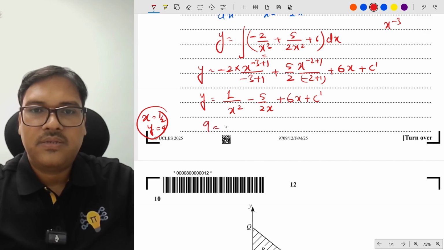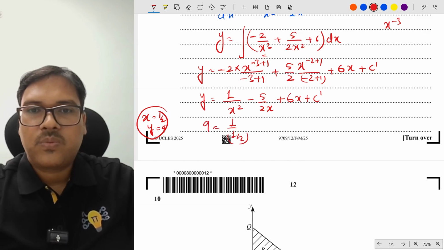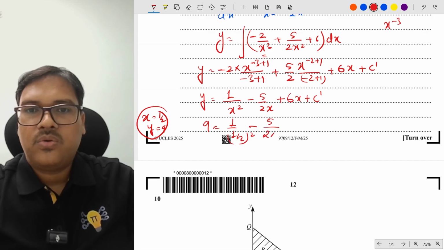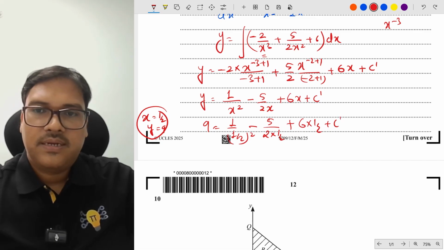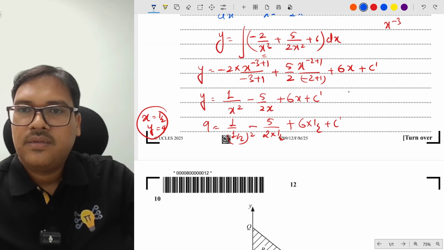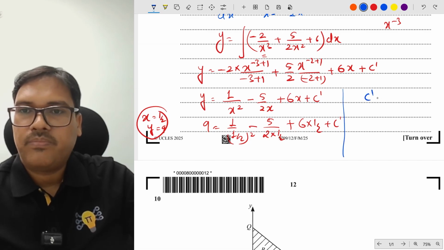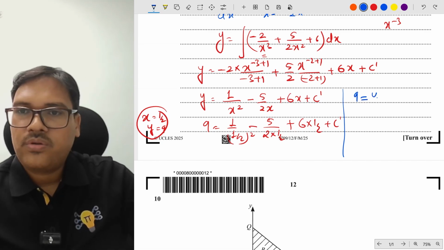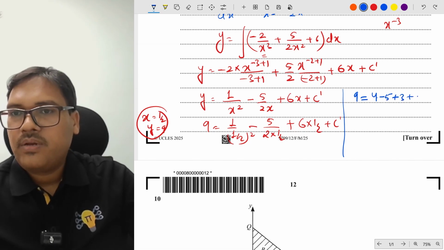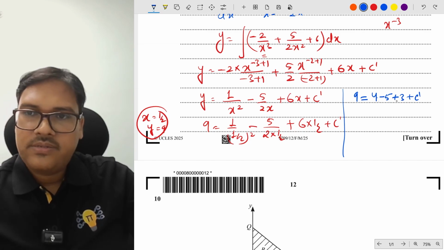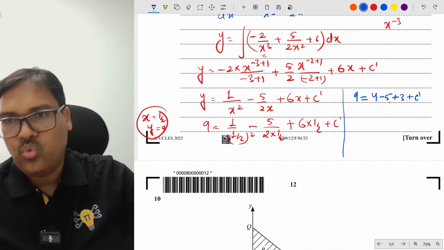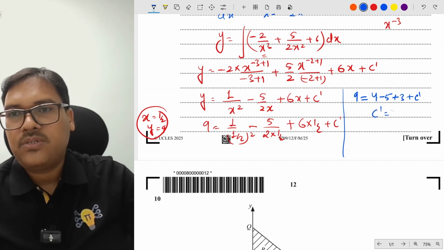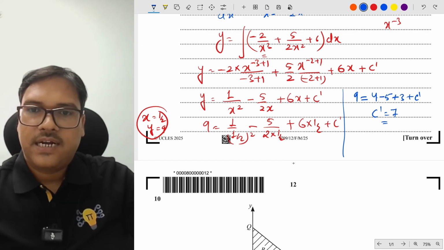So you can see 9 is equal to 1 by (1 by 2) square minus 5 by 2 into 1 by 2, plus 6 into 1 by 2, plus c dash. Let's calculate this and see c dash here. So 9 is equal to 4, 1 by 2 cancels, minus 5, this will be 3, plus c dash. So this will become 7 minus 5 by 2. So c dash will be equal to 9 minus 2, which is 7. So we'll put this here, and that will give you the final answer.